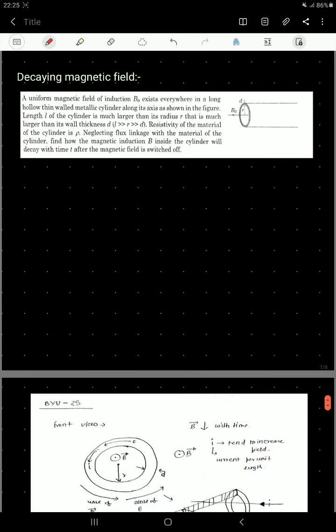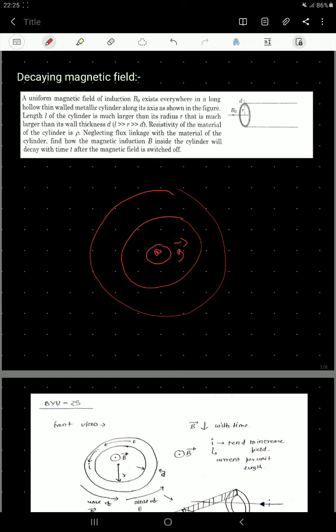These are also separate videos, but I will be discussing it here. What would happen actually is, you can consider that this cylinder has been given a uniform magnetic field of induction B naught existing everywhere in a long hollow cylinder. Since there is a field that is pointed out of the plane, there would be some current generated, and since this field would decrease with time, you can calculate the sense of rotation, which would be somewhat like this. Since the field would be decreasing, the electric field would try to support it. So the electric field would also be produced in the same sense.